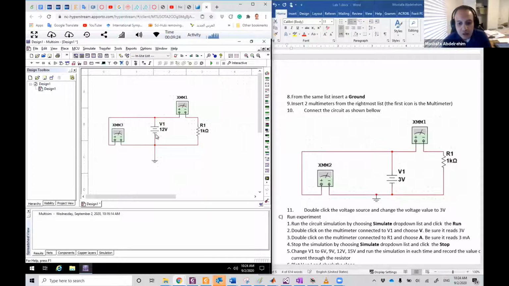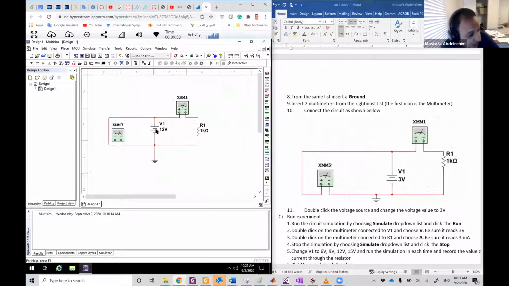You can choose whatever values you want. I suggest, for example, 3, 6. This is one of the ones that I did. 3, 6, 9 just goes in that series: 3, 6, 9, 12, 15, for example. You have 5 points, and we will measure 5 points of the current, then plot them together. So, for example, let's start with 3.